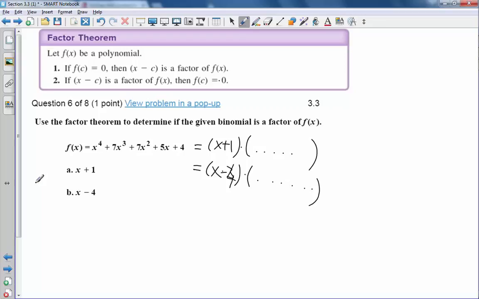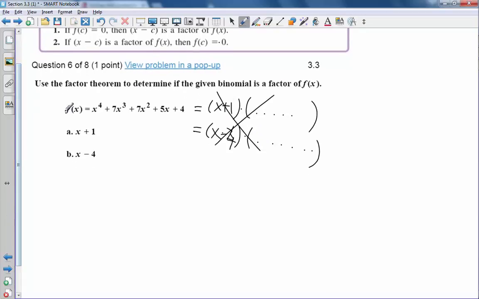All right, let's test it. We don't know this yet, I just hypothetically put it down. So they say use the zero factor theorem to determine if this given part, x plus 1, is a factor of the polynomial. So there are a couple ways to do this. Part A, you want to check if x plus 1 is a factor or not.